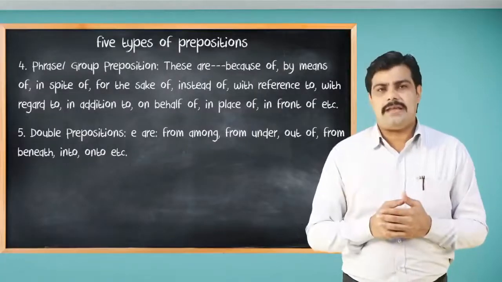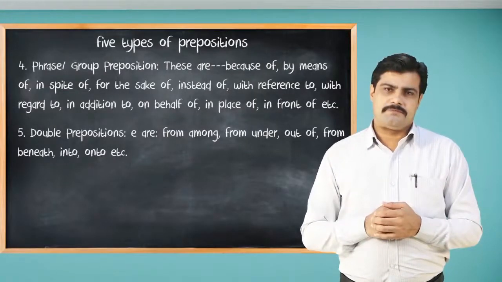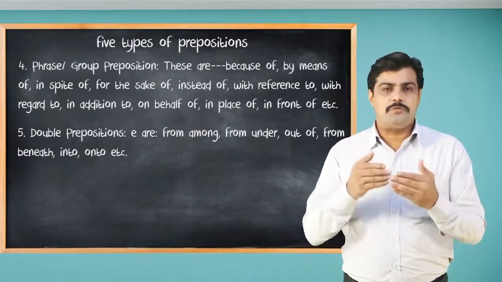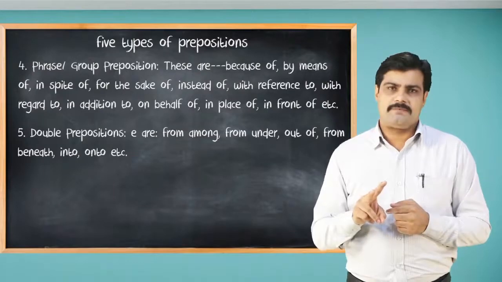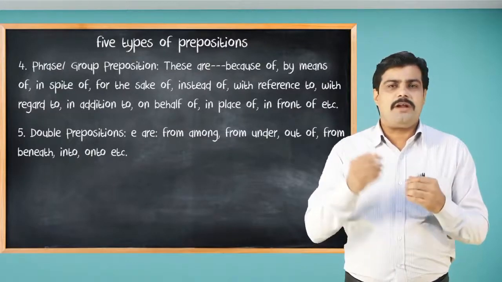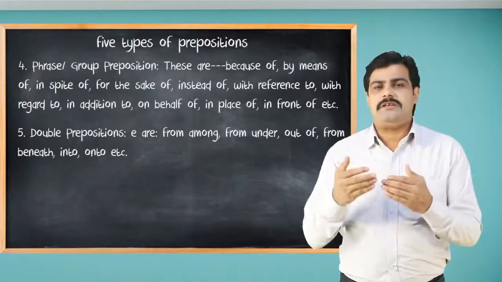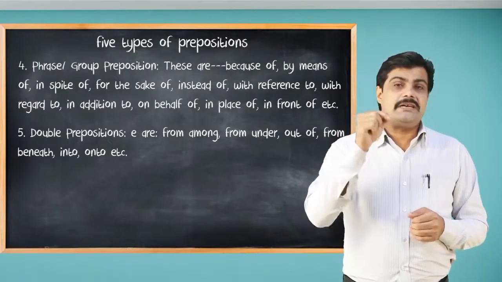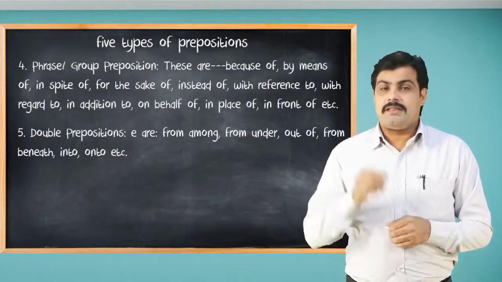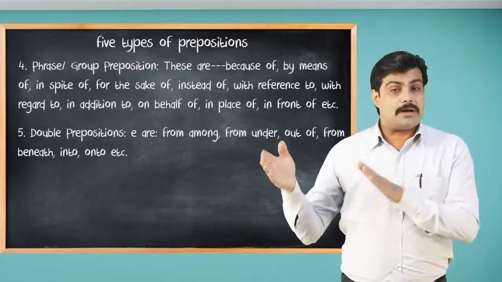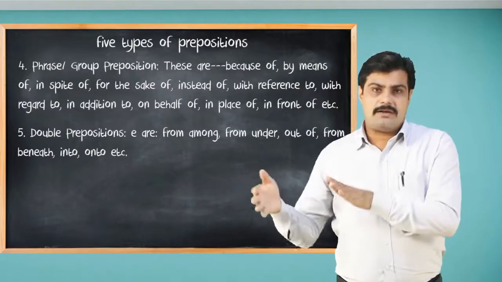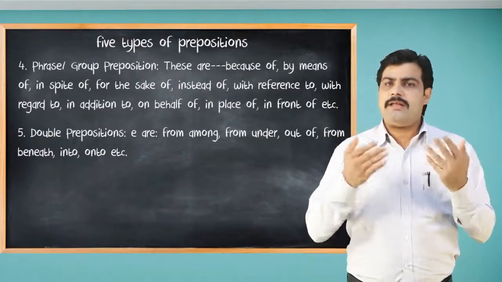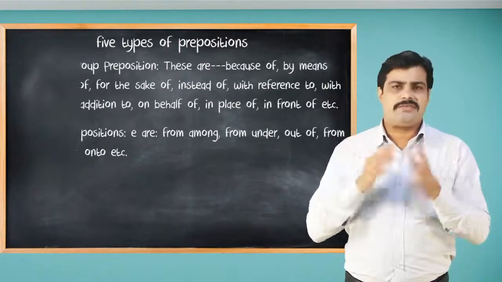The final one is double prepositions. These are double prepositions because we have to use 2 prepositions for that. Because sometimes one preposition is not sufficient to serve the purpose, then we use these double prepositions. These are from among, from under, out of, from beneath, into, onto, etc.